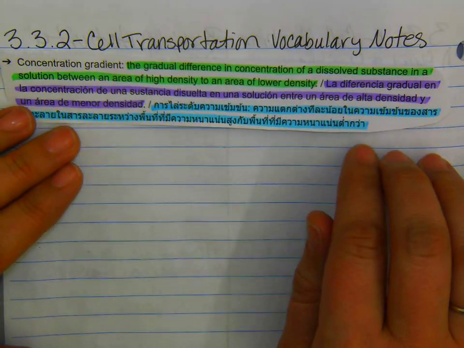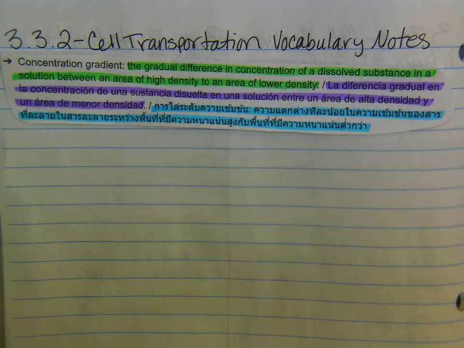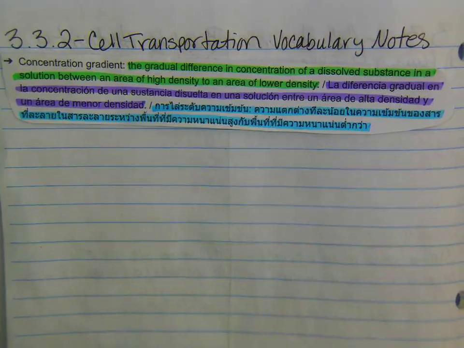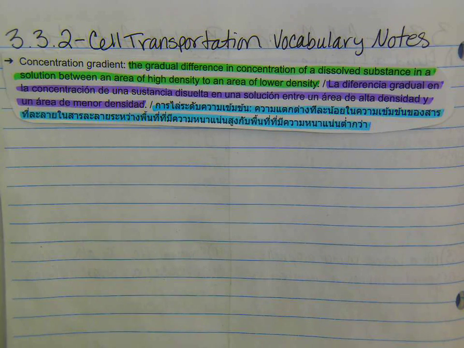So a concentration gradient is, okay, a concentration gradient is the gradual difference in concentration of a dissolved substance in a solution between an area of high density to an area of lower density. And that's a lot. So we're going to doodle.